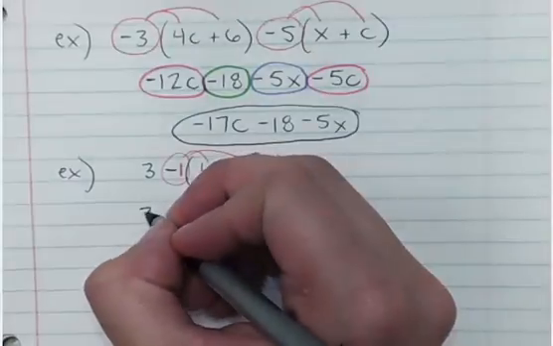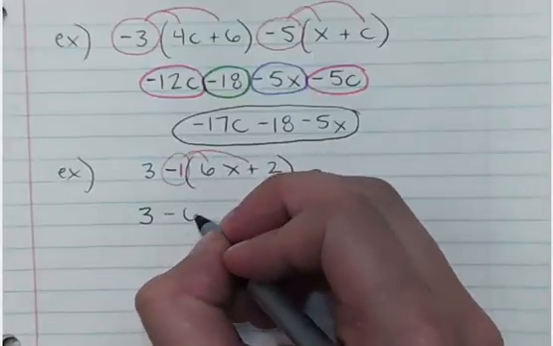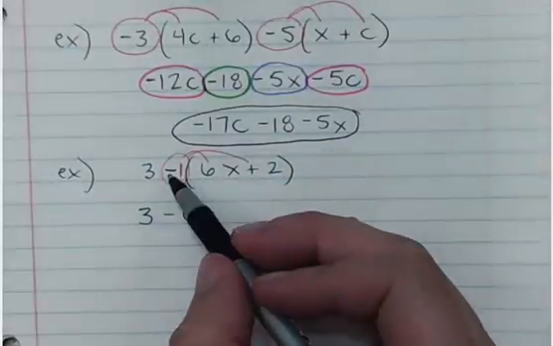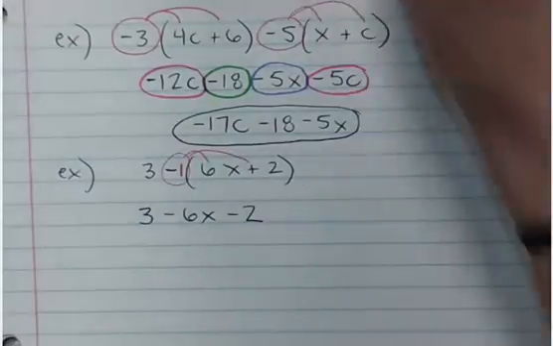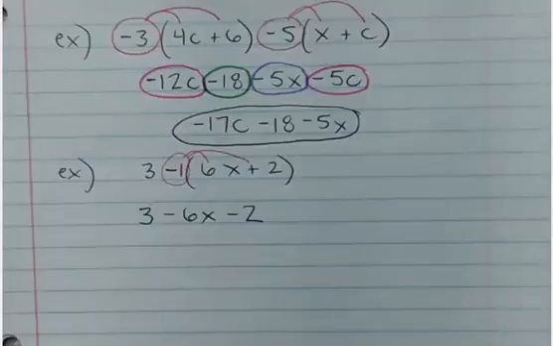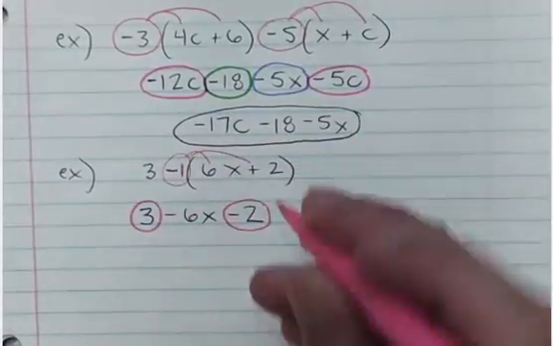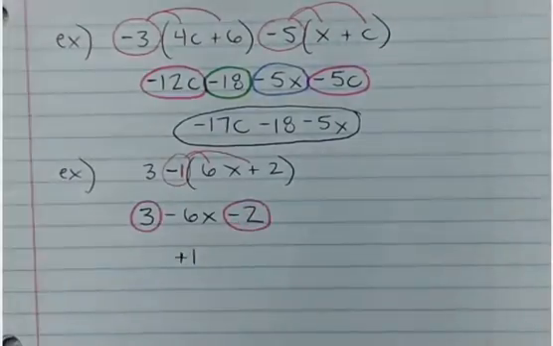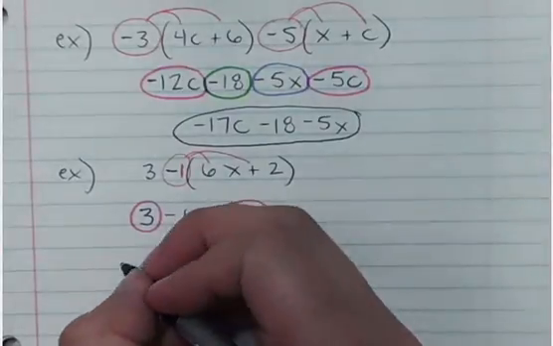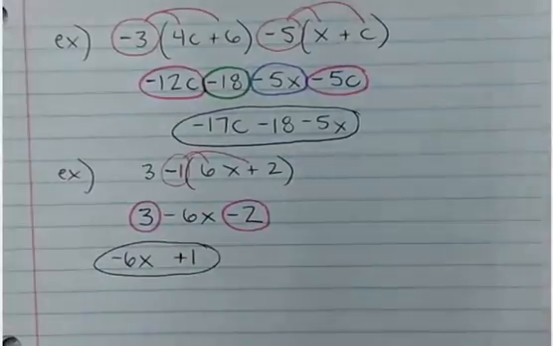So this 3 just falls down. -1 times 6x is -6x, and -1 times 2 is -2. So now I can simplify. I just have my numbers, so positive 3 and negative 2. 3 minus 2 is 1. And that 6x is just going to fall down. Negative 6x, sorry. I'm going to put that in front so it's in standard form. So negative 6x plus 1 would be my answer.